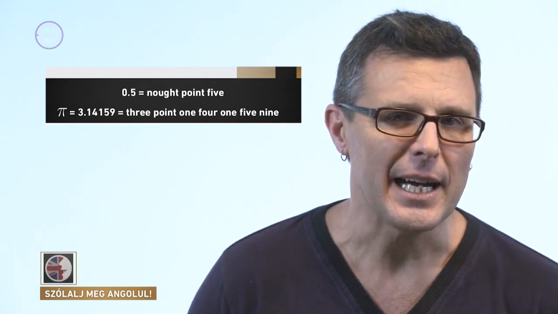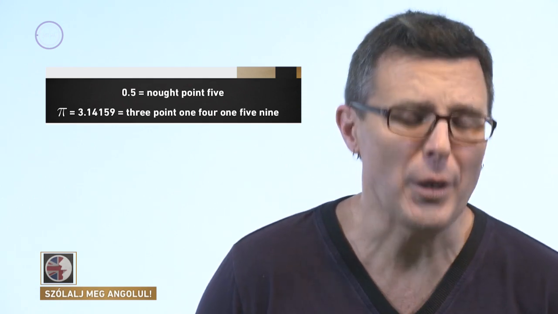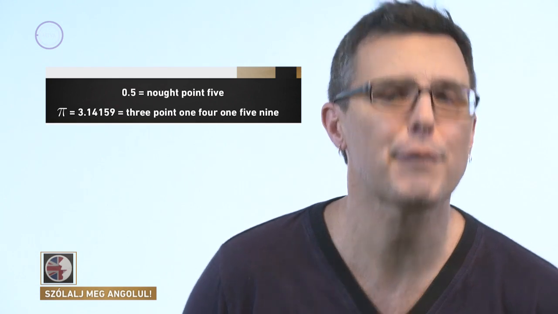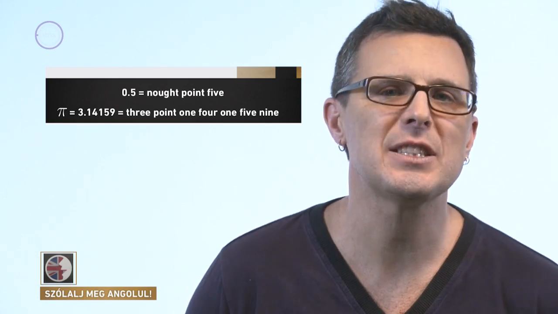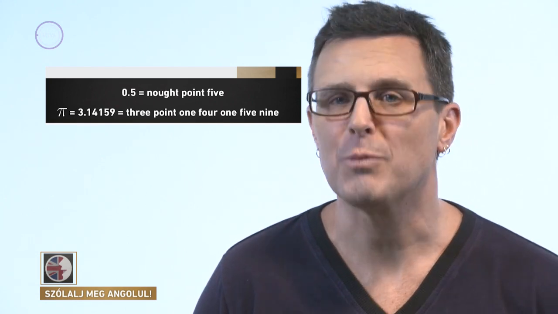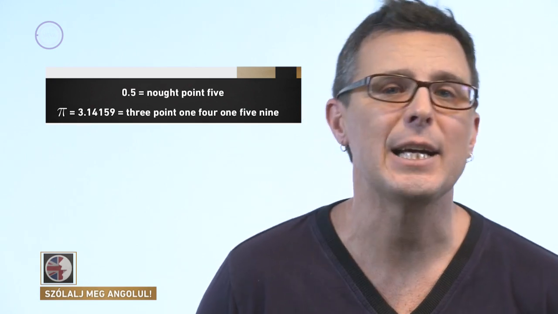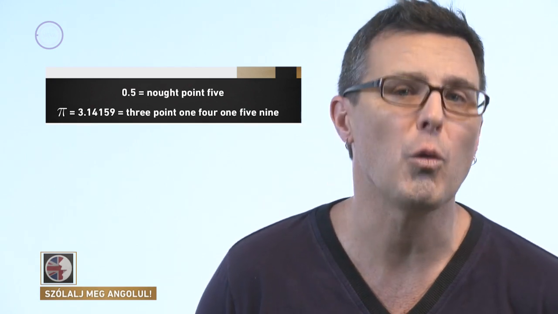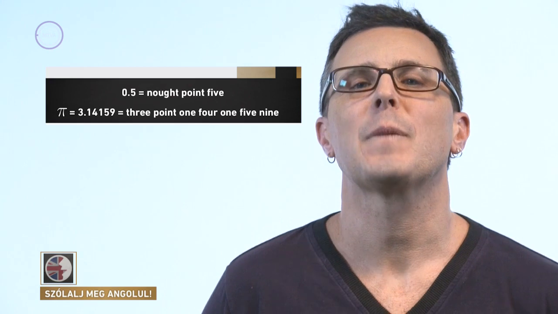When we write pi, we put a full stop, a point, between the 3 and the fraction of the number, and we say point. 0.5. Pi equals 3.14159. Great. So let's see if these fractions are correct or incorrect.